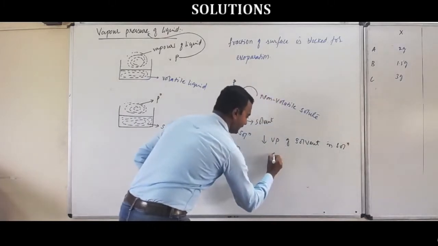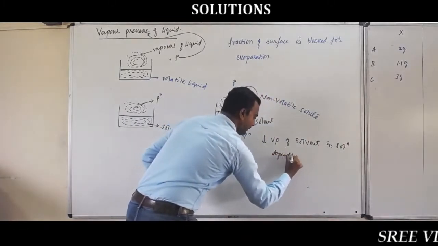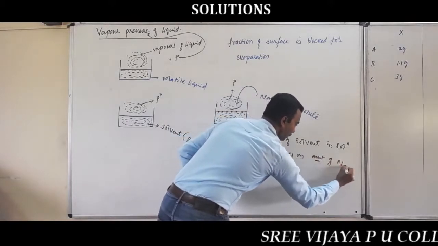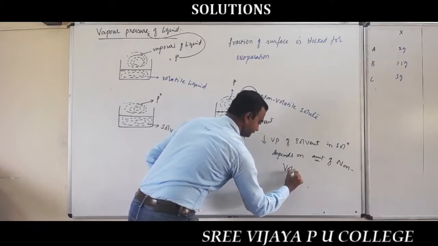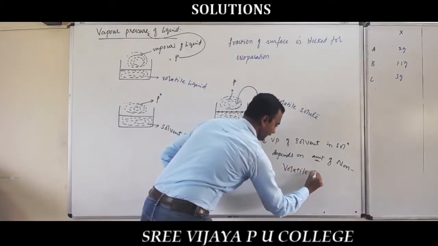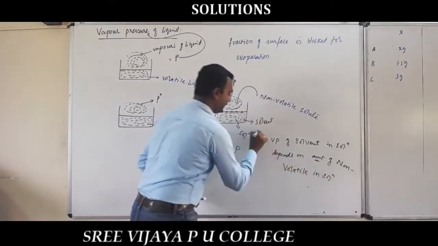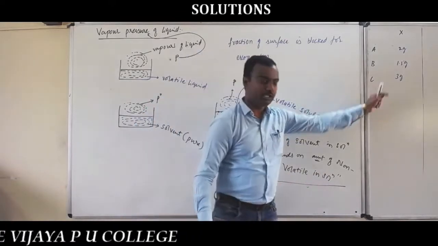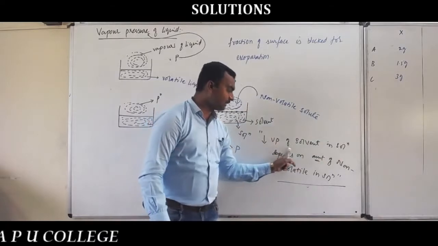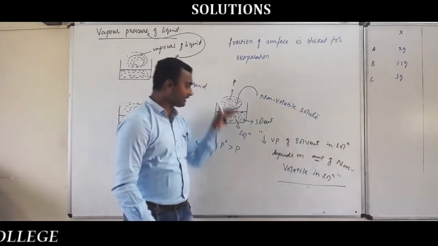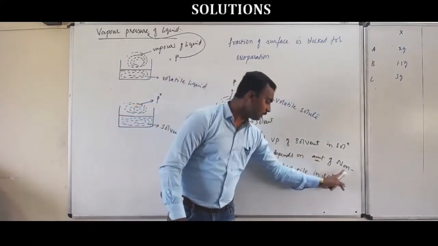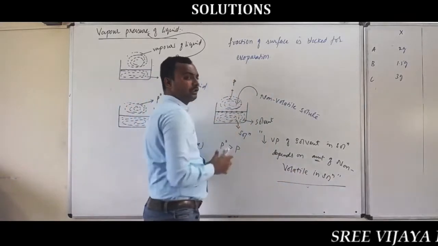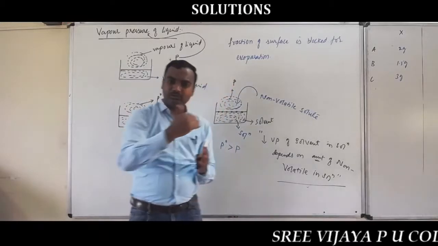is mainly dependent on the amount of non-volatile solute in solution. It's very important. So based on this concept we can answer this type of question. So the decrease in vapor pressure of solvent in solution, how much it decreases depends on what? The amount of non-volatile solute present in the solution. The more non-volatile solute you add, the more the vapor pressure keeps decreasing.